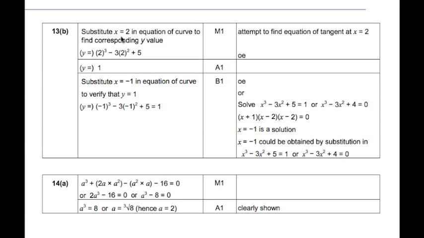So you get a mark for subbing x equals 2 in the equation of the curve to find the corresponding y value, which is what we did to get our y equals 1. And then subbing x equals minus 1 into the equation of the curve to verify that y equals 1.